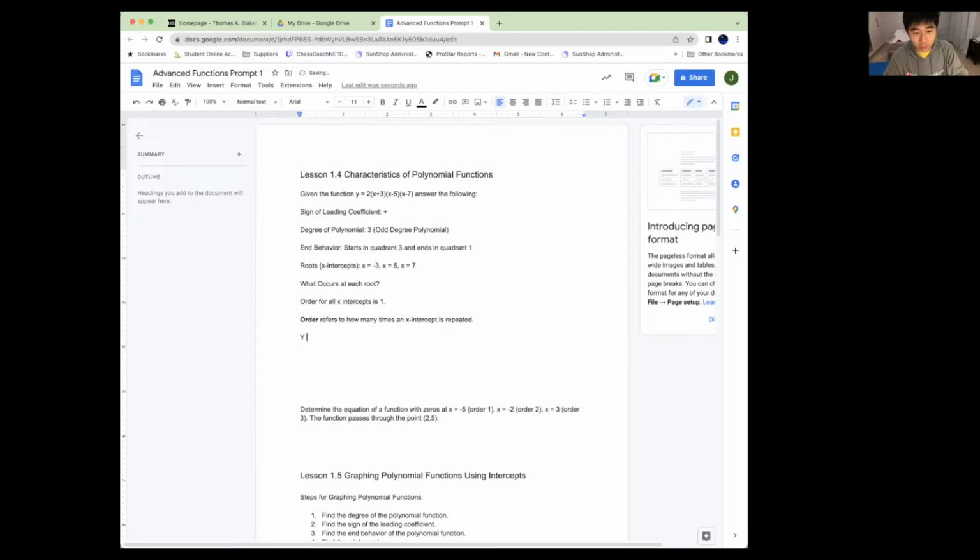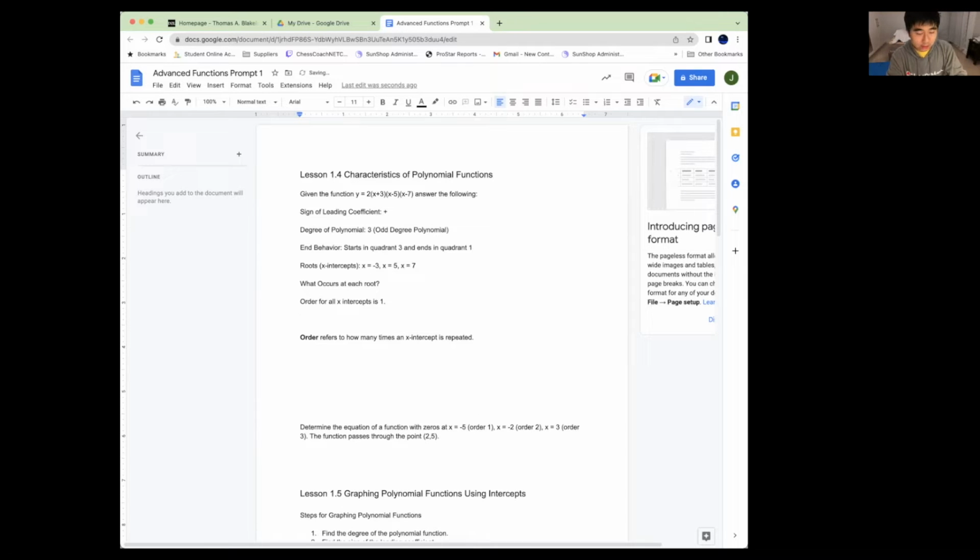So therefore, when something is to the power of 1, that means the shape of whatever that thing is going to be linear. So we can say that when the question asks what occurs at each root, at x equals -3, the shape of the function will be linear. And we can actually say this for all of them, because x equals -3, x equals 5, x equals 7, they all have an order of 1.